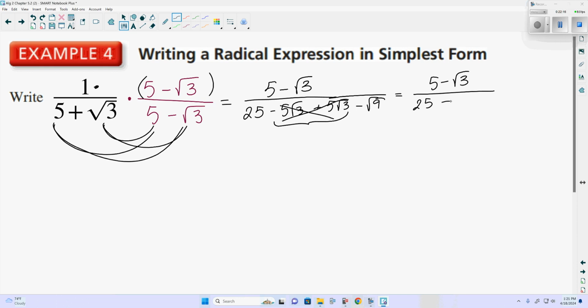What is the square root of 9? So we actually have no radicals in the bottom of the fraction. That's what's nice about that. It removes all the radicals from this. Now what is 25 minus 3?